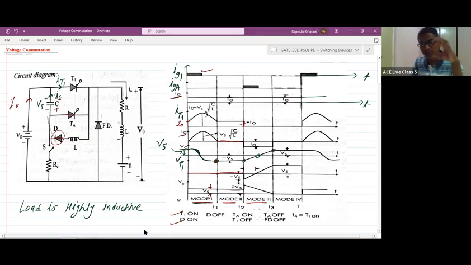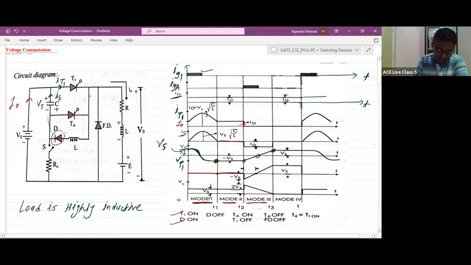So at the end of mode 3, the capacitor has discharged fully and charged to the reverse polarity. Reverse polarity charged means what? The upper plate of the capacitor will be positive, and the lower plate will be negative. But what is the voltage across the capacitor? It is Vs only. So the voltage across the capacitor is Vs.